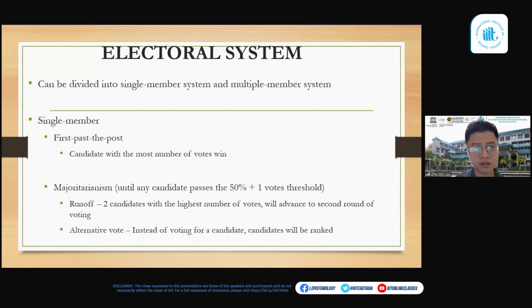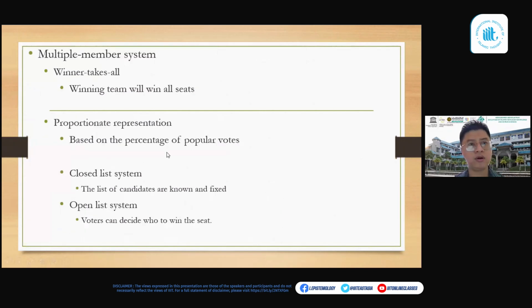Now, the next one is about the multi-member system. There are 2 types. Number 1 is winner takes all, meaning whoever wins, the whole team wins. Like in Singapore, they have the group representation constituency, GRC. The team wins, 5 of them, 7 of them, everybody wins. A bit like the US electoral system as well. You win more than half in the state, you get all the votes.